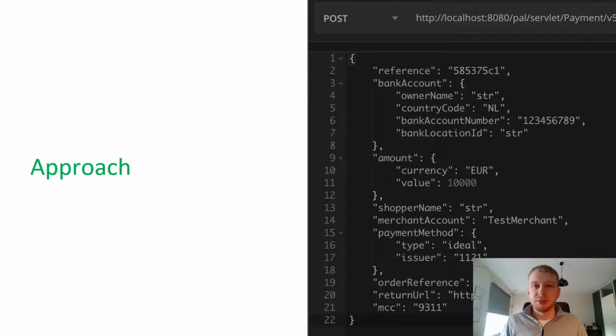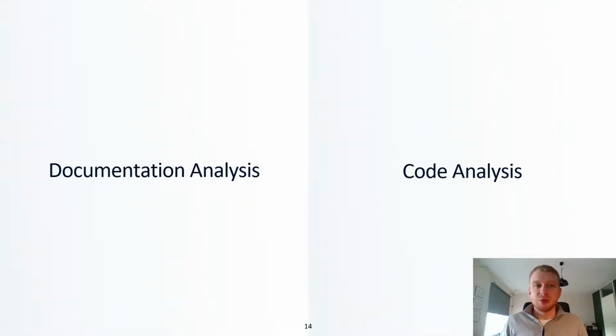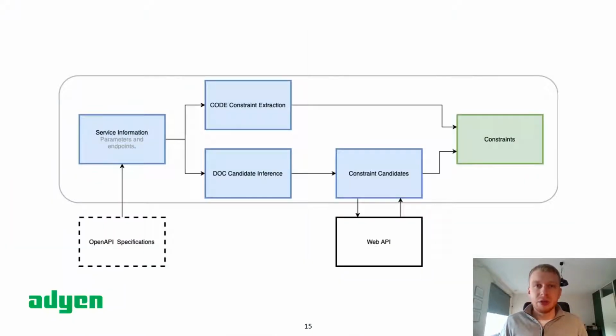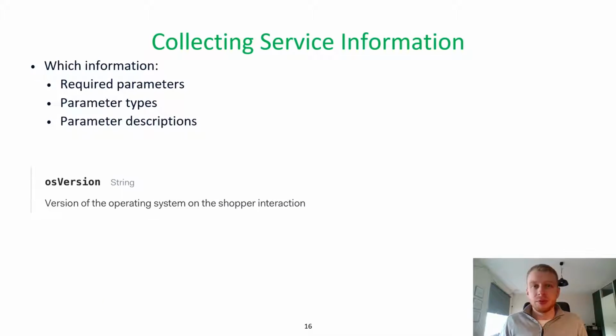The approach. We have 2 distinct sub-approaches: documentation analysis and code analysis. Here we see an overview of the steps we use to arrive at a final set of constraints. First, we collect service information, which consists out of things like parameter names, their descriptions, their types, and the endpoint they belong to.